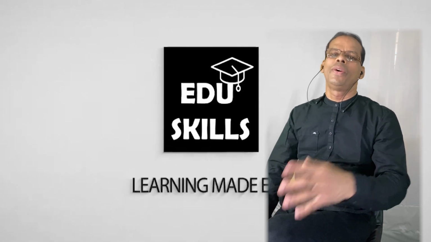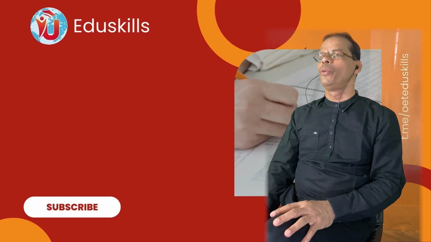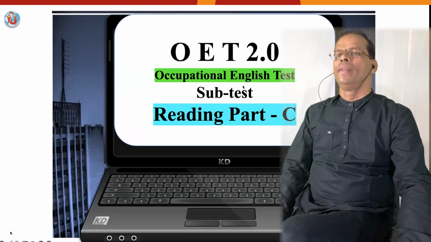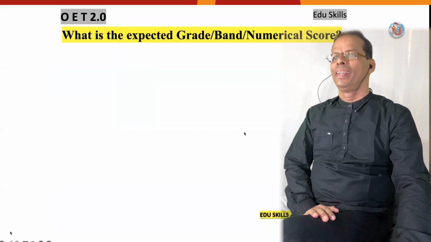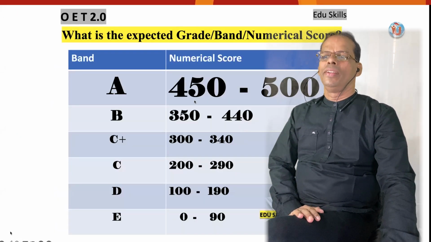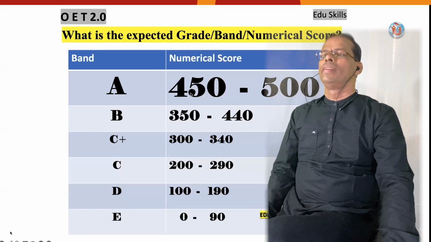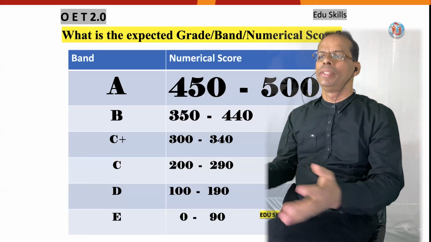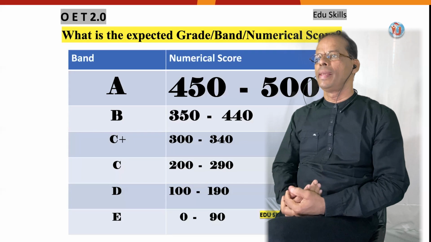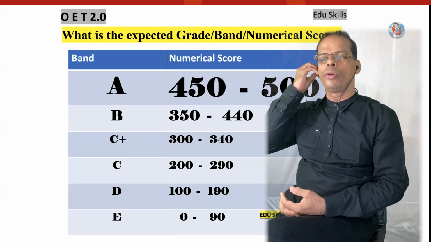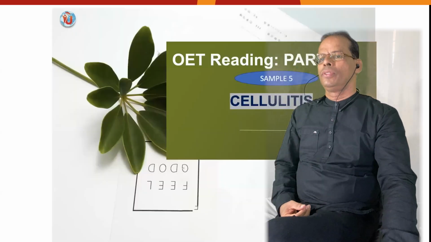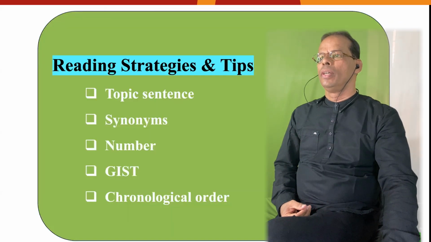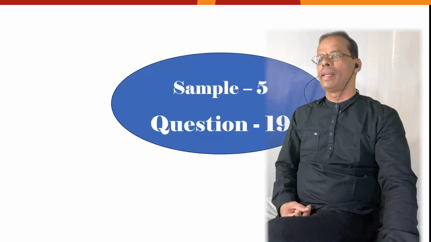Today we are going to see OET reading part C, and we'll also tackle some of the concerns that you raised to me personally. So OET 2.0, Occupational English Test, subtest reading part C. This is not a beginner session, but even beginners will be able to grasp certain things. What is the expected grade, band, or numerical score? Your target must be grade A or 350 plus. Today we will be looking into reading part C, strategies and tips.